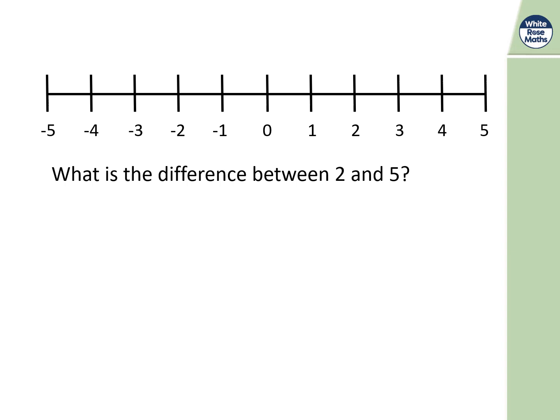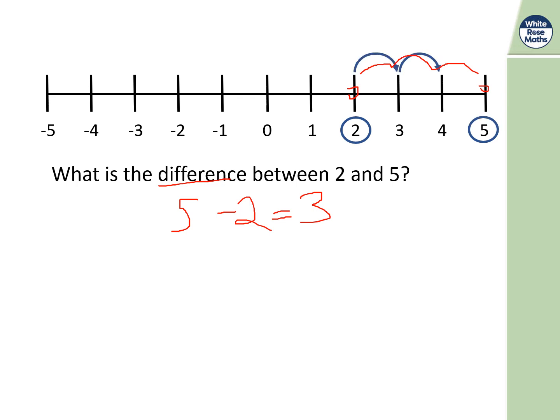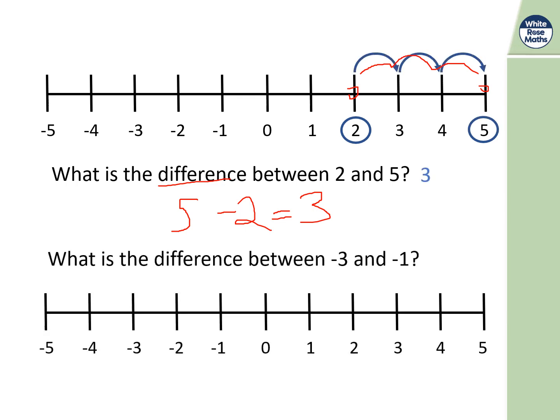What is the difference between 2 and 5? Going from 2 to 5, the number of jumps I've got to do is 1, 2, 3. So the difference is equal to 3. It's 5 take away 2, which equals 3. Think of the word difference as how many jumps I am doing on my number line.